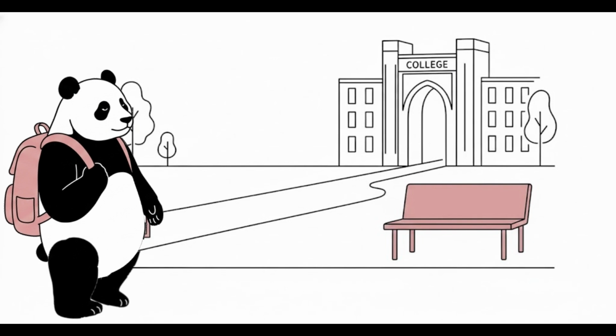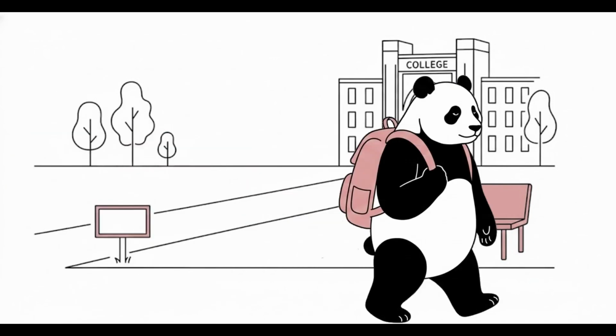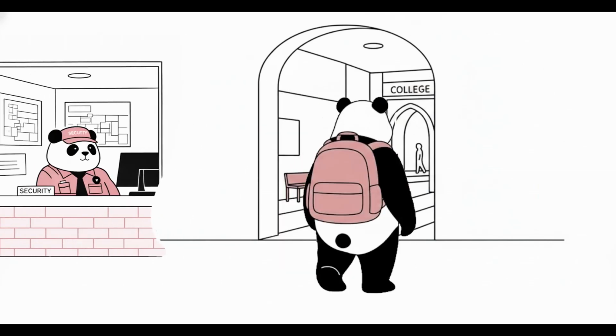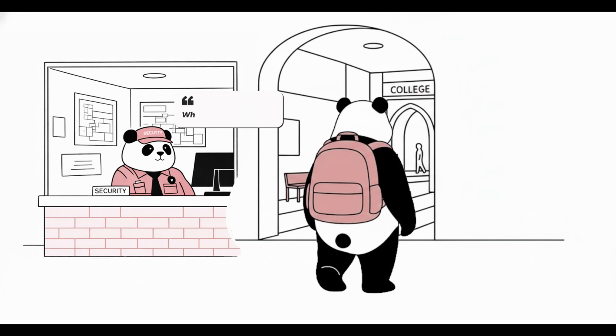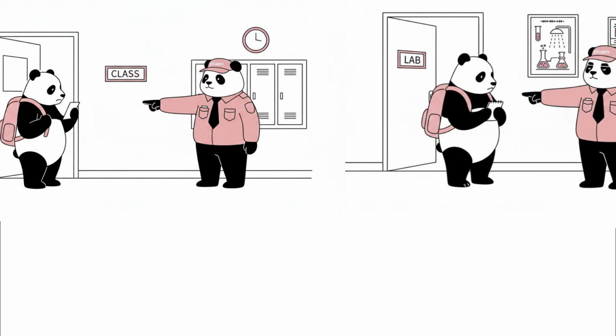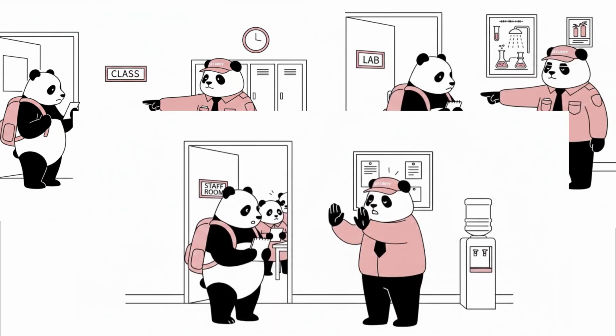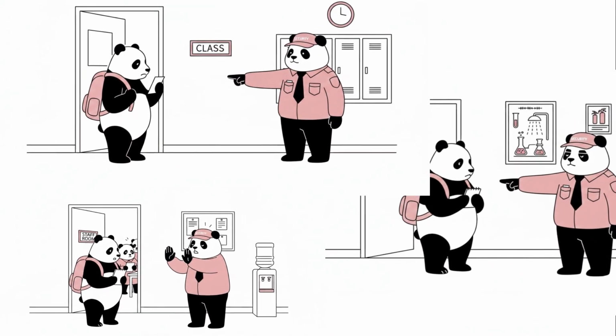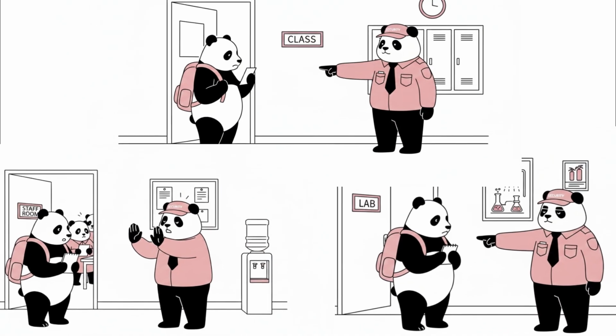Imagine this. You enter your college campus. At the main gate, there is a security department checking who you are, why you are here, and what you are allowed to access. Without their approval, you cannot enter classrooms, you cannot access labs, you cannot enter staff rooms, you cannot touch sensitive areas. That security department is exactly what IAM is in AWS.